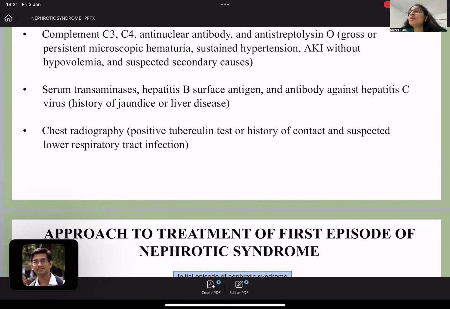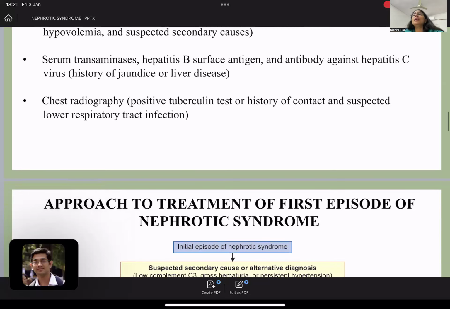The indication for all of them is if there is sustained hypertension, if there is gross or persistent microscopic hematuria, or there is AKI without any hypovolemia. Prerenal AKI can occur in nephrotic syndrome when there is hypovolemia due to low albumin and third spacing of the fluid. It is usually resolved by giving fluid to the patient. But if there is AKI without any hypovolemia, then we have to suspect some secondary causes which are causing damage to the kidney. If there has been any history of jaundice or liver disease, we also get Hep B and Hep C done. They can also cause secondary nephrotic syndrome.